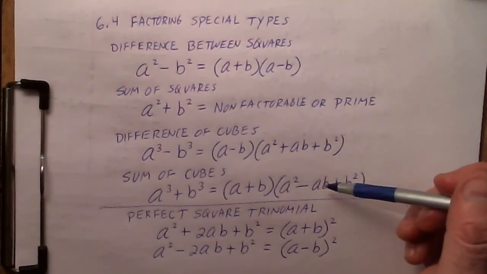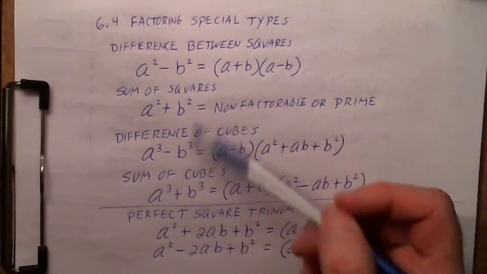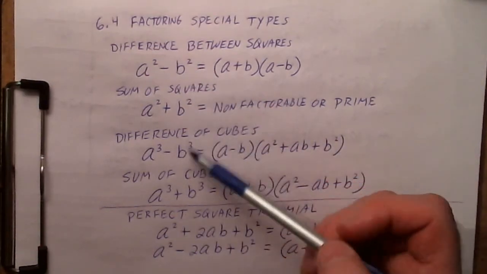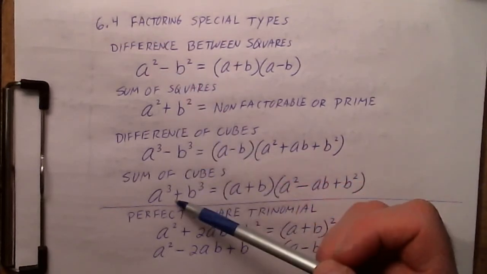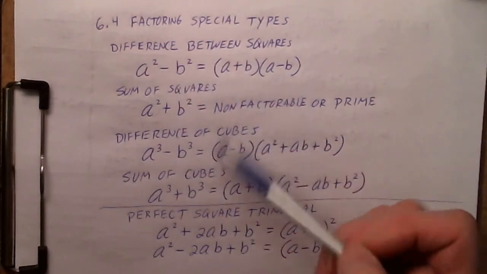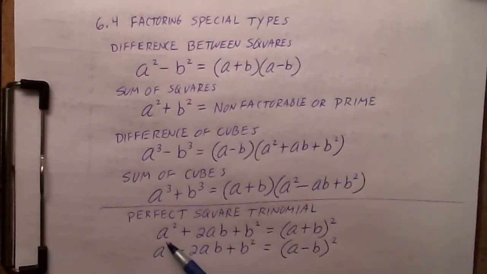So notice the majority of these special types are binomials. I like to call this the binomial family: the difference of squares, sum of squares, difference of cubes, sum of cubes. These are how these all factor. And these are special types of trinomials called perfect square trinomials.